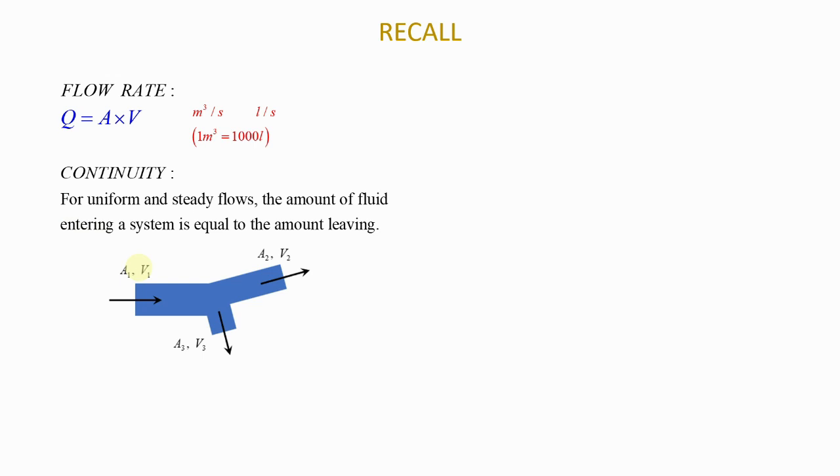Whenever we do our calculations, we will often be dealing with a steady flow, and for that reason continuity will apply. So Q1, the flow rate here at 1, must be equal to the flow rate that is leaving at 2 plus the flow rate that is leaving at 3. And of course, if you want, you can replace Q1, Q2, and Q3 by the expression of the flow rate equation. So A1 V1 will be equal to A2 V2 plus A3 V3.